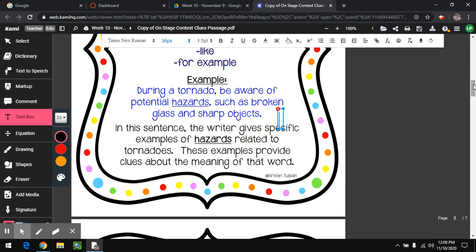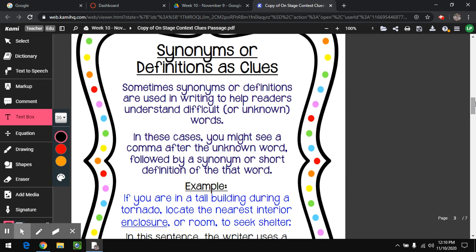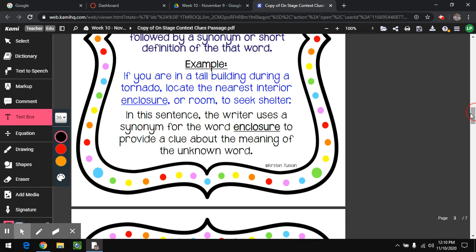Good. Now the other type of clue is what we call synonyms or definitions as clues. Now these are only the two that we're talking about today. There are other ones too that we're going to talk about later, but for today we're going to talk about these two. So the next one is synonyms or definitions. Sometimes they will give you another word or the definition of the word, and those are the easiest context clues to do. All right? So let's look at the blue sentence here.